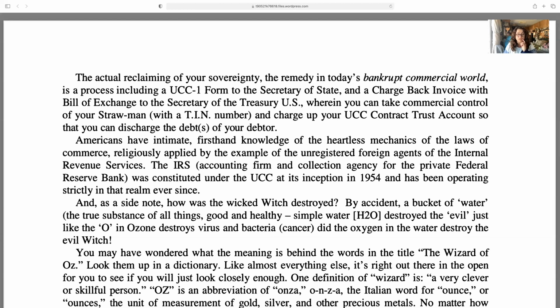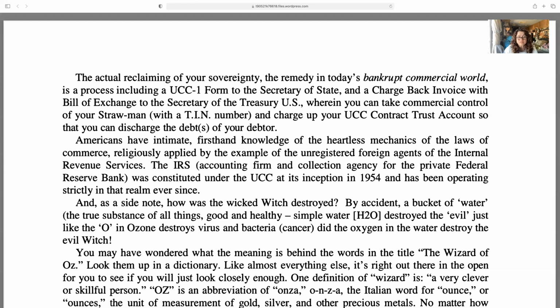Americans have intimate firsthand knowledge of the heartless mechanics of the laws of commerce. That's for sure, huh? I think I dropped these glasses. I want to be able to see clearly. The laws of commerce, religiously applied by the example of the unregistered foreign agents of the Internal Revenue Service, the IRS, accounting firm and collection agency for the private Federal Reserve Bank, was constituted under the UCC at its inception in 1954. So that was before I was born, and has been operating strictly in that realm ever since.